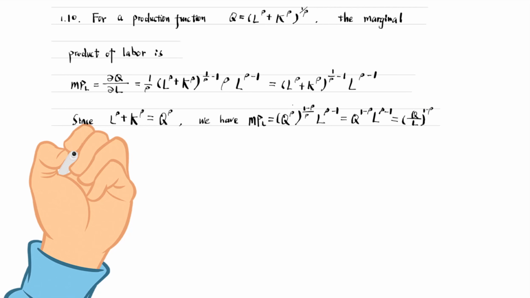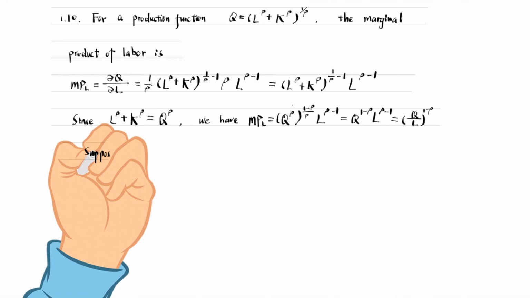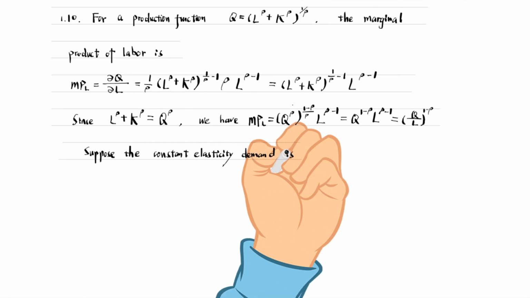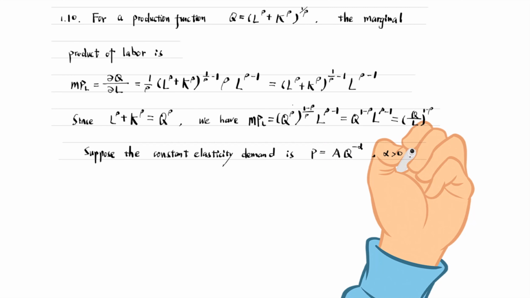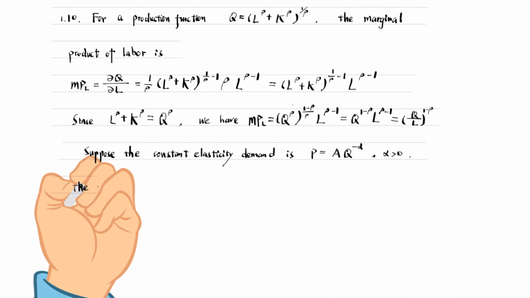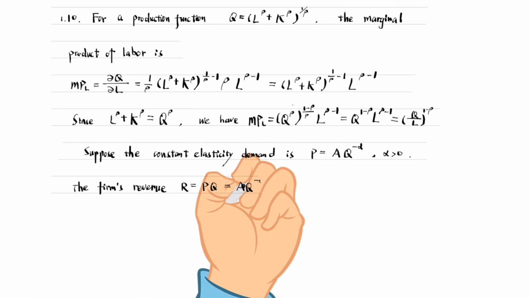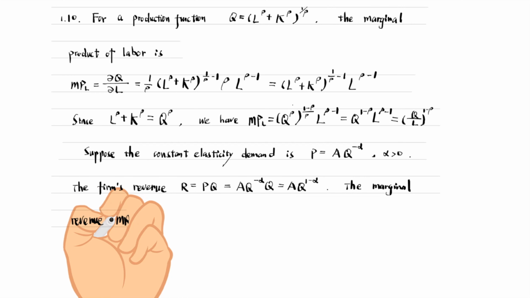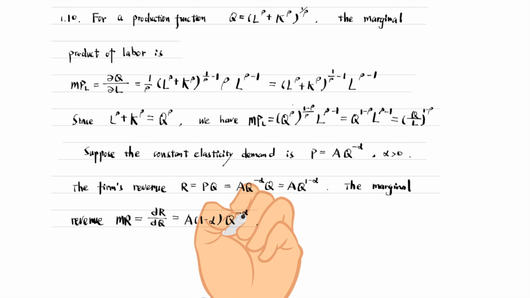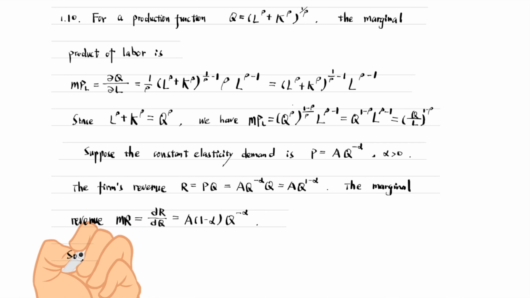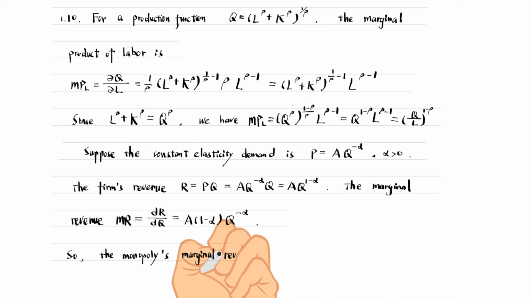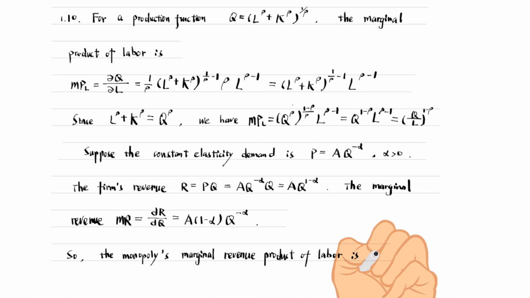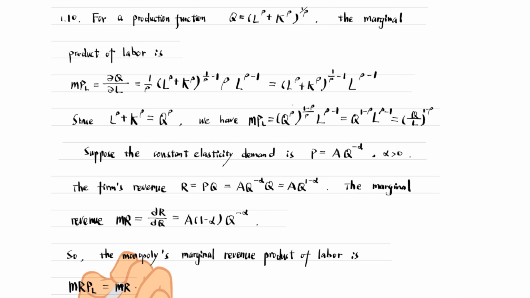On the other hand, we assume the constant price elasticity demand curve is P equals A times Q to the power minus alpha. The monopoly's revenue equals P times Q. We can write the marginal revenue. Finally, the monopoly's marginal revenue product of labor equals the marginal revenue of output times the marginal product of labor.